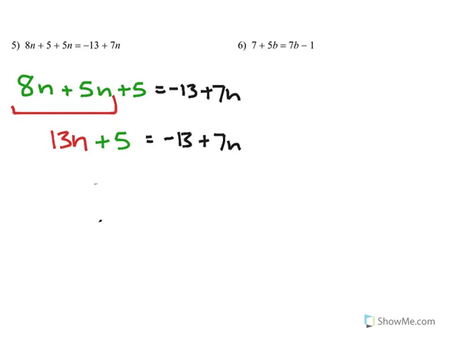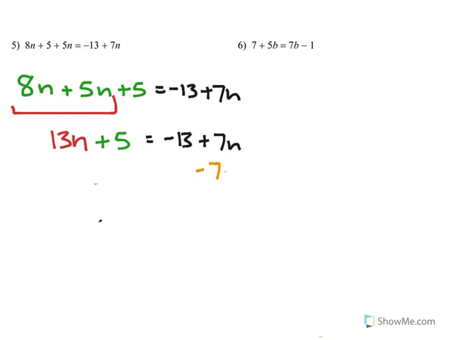work on getting our variables to the same place. So again, I've got some n's over here on the right-hand side, 7 n's on the right-hand side. I have some n's over here on the left. That would be 13 n's over there on the left. So I want to try and get them to just one side. You can choose. You can take it any direction you want.